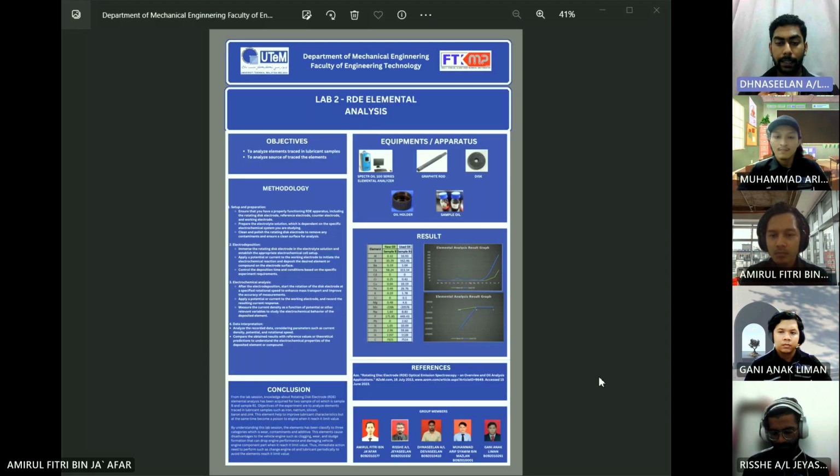Thus, immediate action needs to be performed such as changing engine oil and lubricant periodically to avoid the elements reaching their limit value.